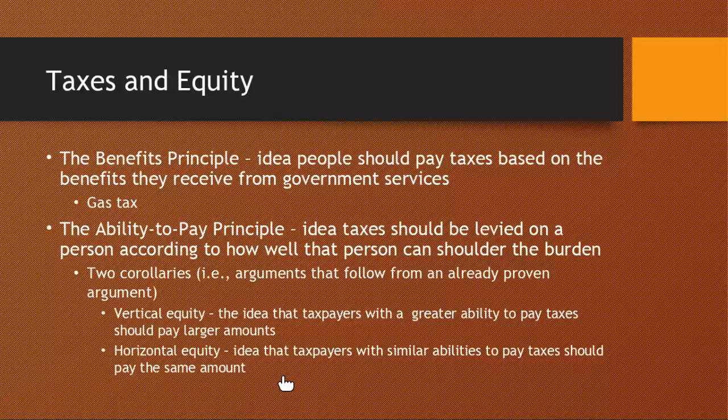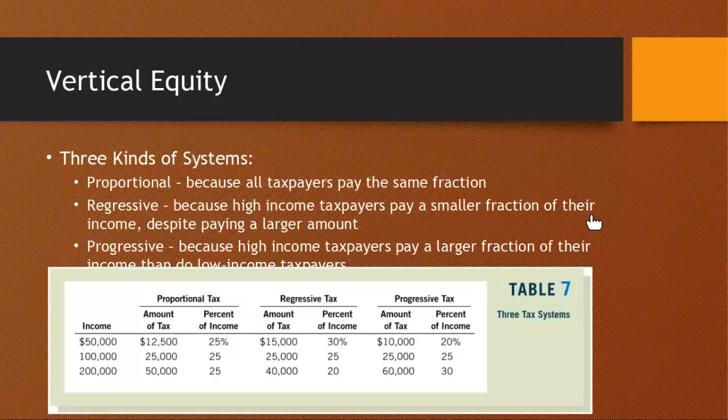Basically, you have three kinds of tax systems. You have a proportional tax, because all taxpayers pay the same fraction. So, for example, this would be everyone paying 10% of their income. That would be proportional tax. You have regressive tax systems, which is what we talked about with lump sum tax. And that's because high income taxpayers pay a smaller fraction of their income despite paying more.